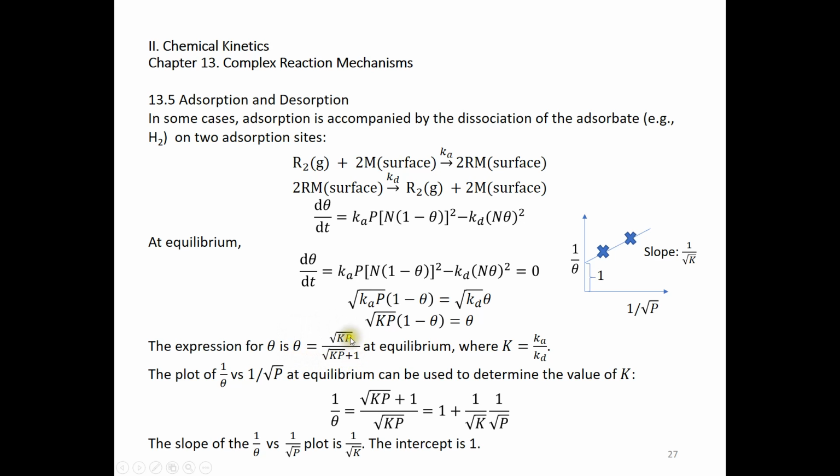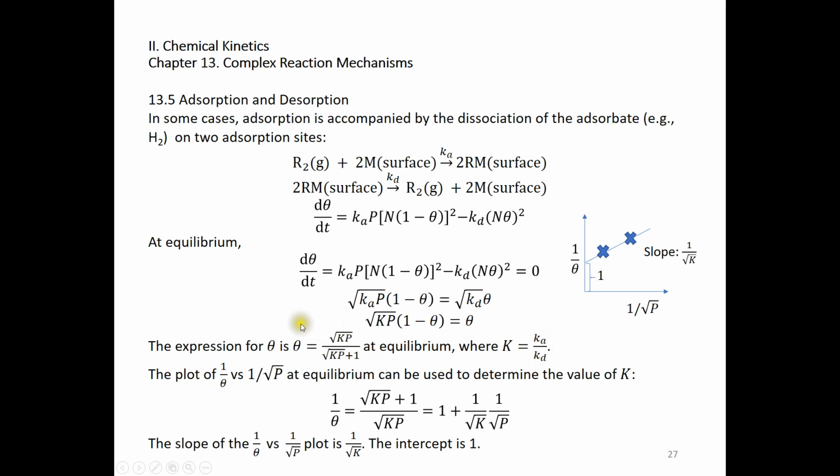And again, we can see this is smaller than 1 because K and P are typically positive. K is always positive, and P is usually positive. P can be 0, which means if we have 0 concentration of R2 then P is 0. But usually P is positive and theta is less than 1. And again, this K is the equilibrium constant. It's equal to the forward rate constant over the reverse rate constant, in this case adsorption over desorption.